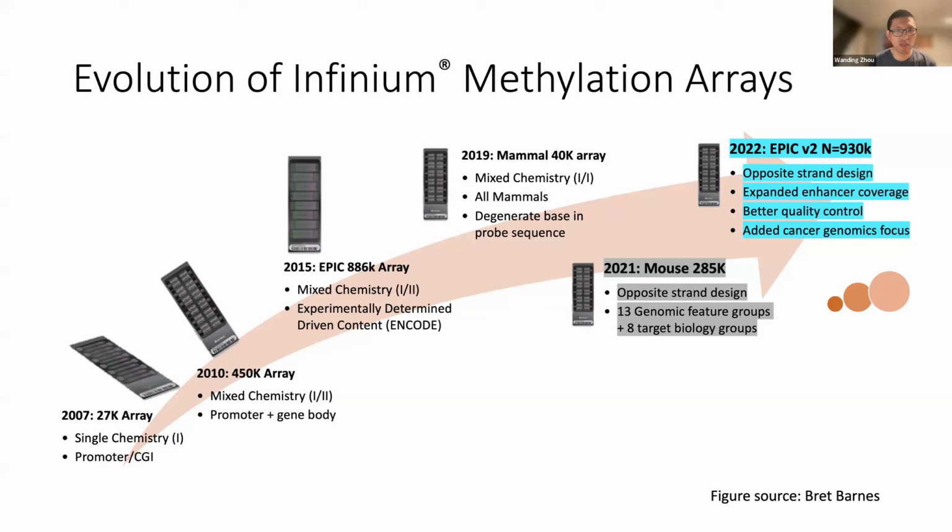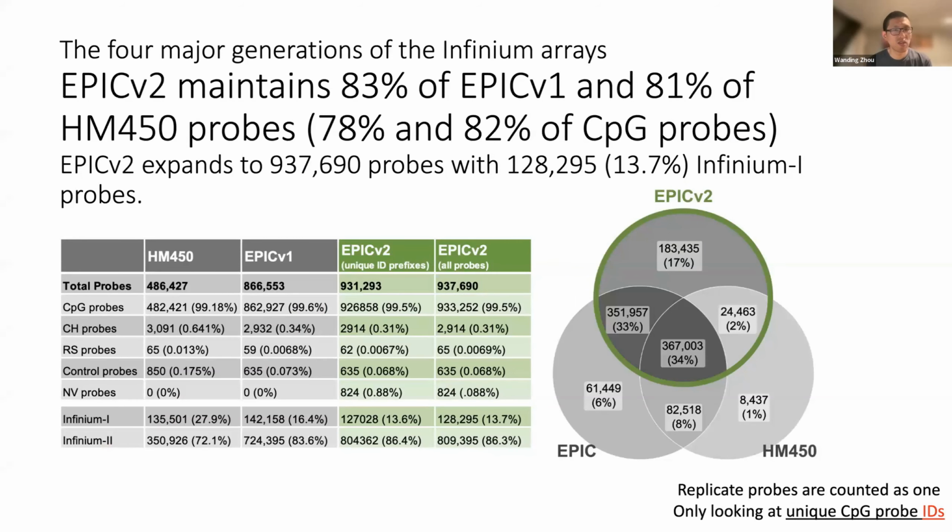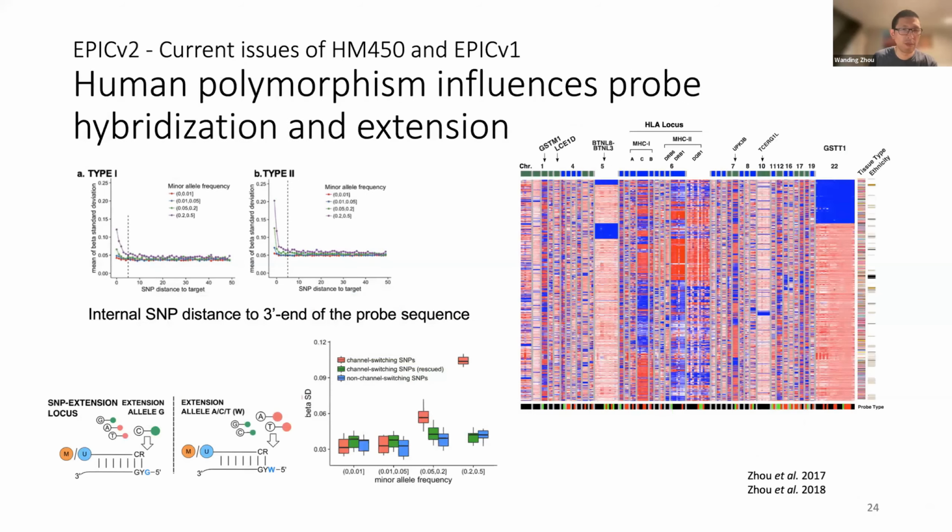In the next few minutes, I wanted to talk about the EPICv2 arrays. It is an expansion on top of the EPIC v1 array and the HM450 array. 83% of the EPICv1 array is inherited to the EPICv2 array. And so this ensures very good backward compatibility.